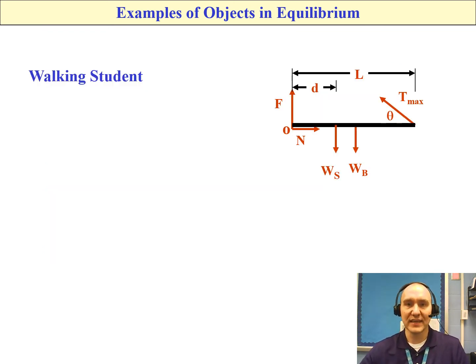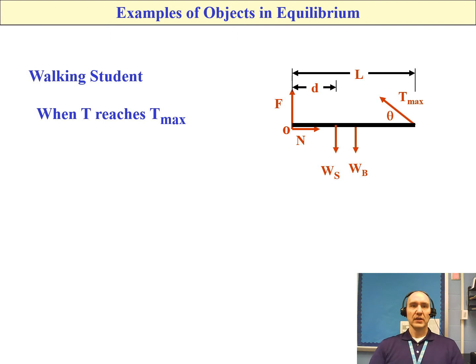So looking at all the forces that are acting on our board, we've got the weight of the student times d, whatever that is. That's going to be his torque, and then the weight of the board times half L, and then the tension of the cable is going to be the sine component of that. We're going to set the pivot point right here at the origin again. So using the second condition of equilibrium, net torque is going to be equal to 0.